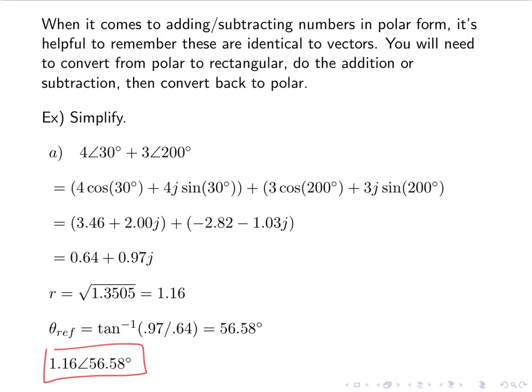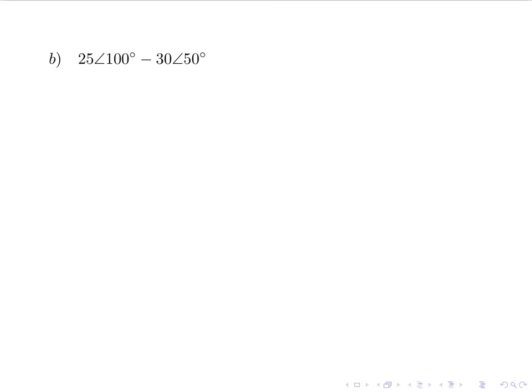Okay, so these steps are a little bit longer. We kind of got to do a bit of everything, but it's not hard. And again, it is the exact same thing that we did with vectors. The only difference is here we might be subtracting. We didn't subtract vectors in Math 125 Tech 1, but it's going to be the same thing. We know how to subtract numbers in rectangular form, and that's really all that matters.